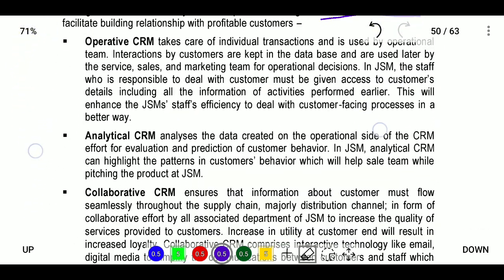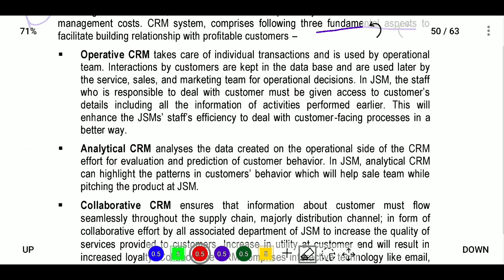It has three fundamental aspects. One is operative CRM, another one is analytical CRM, and the third one is collaborative CRM. Customer relationship management. Here operative CRM means we take the individual transactions. For example, if you see the overall customers was 10%, and if you take the interaction with individual customers, you will get that answer. If you post in an overall way and ask for an overall answer, they will not interact with you. When we want to grow, we will go for individual transactions, and it is used by the operational team.